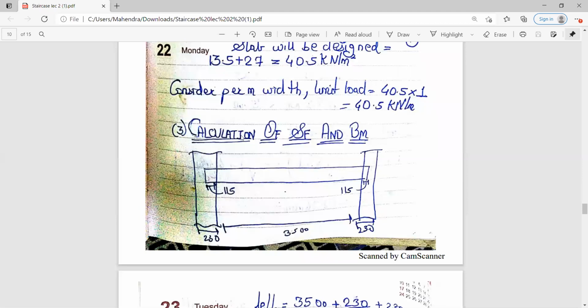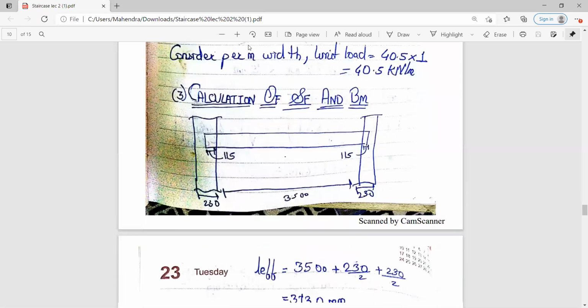So draw this diagram so that we can calculate L effective. L effective will be the distance from here to here, that is 3500 plus 230 divided by 2 plus 230 divided by 2. This total distance is your L effective. So L effective is 3730 mm. So do up till here, then we shall proceed for the shear force and bending moment calculations.